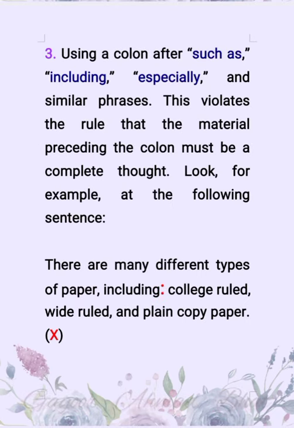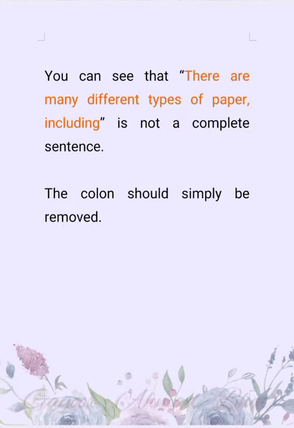Number 3, using a colon after such as, including, especially, and similar phrases. This violates the rule that the material preceding the colon must be a complete thought. Look, for example, at the following sentence. There are many different types of paper, including: college ruled, wide ruled, and plain copy paper. Here, you can see that there are many different types of paper, including, is not a complete sentence, and therefore, a colon cannot be used after it. The colon should simply be removed.